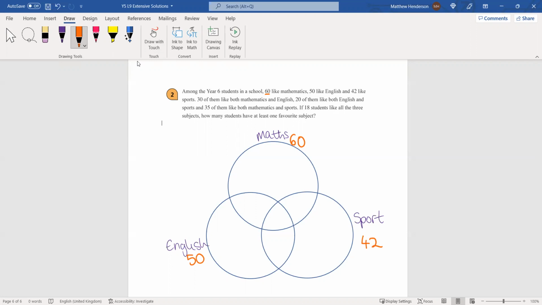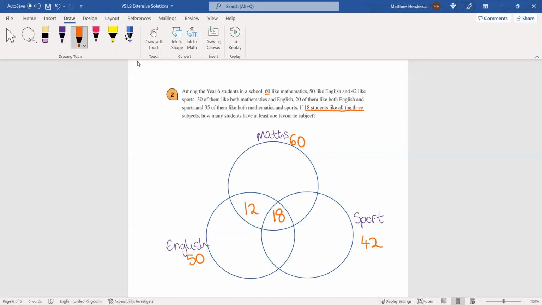I know that 30 students like both mathematics and English, but some of those students might like all three subjects. So the first thing that I need to put into my Venn diagram is those 18 students that like all three subjects. Now we can start to fill in the rest of the circles. So we know that 30 students like both mathematics and English. However, 18 of those students liked all three. So I'm going to subtract to find the 12 remaining that like just maths and English.